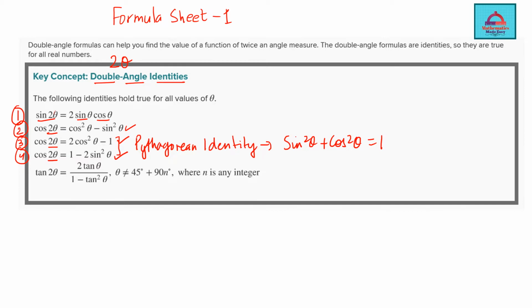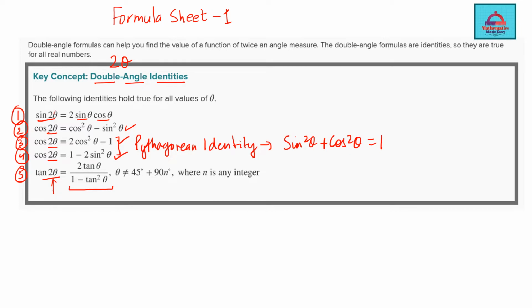You'll have to decide which form works for you in a particular question. Next, last but not the least, is tan 2 theta. So the tan double angle identity is 2 times tan theta divided by 1 minus tan square theta. Now this formula looks a little different, and it is quite obvious that it is different because tan is sine over cos. So it is a quotient identity. There is going to be division involved. That's why 2 tan theta divided by 1 minus tan square theta.